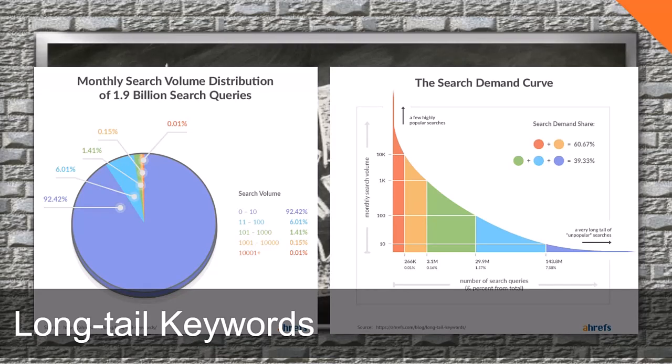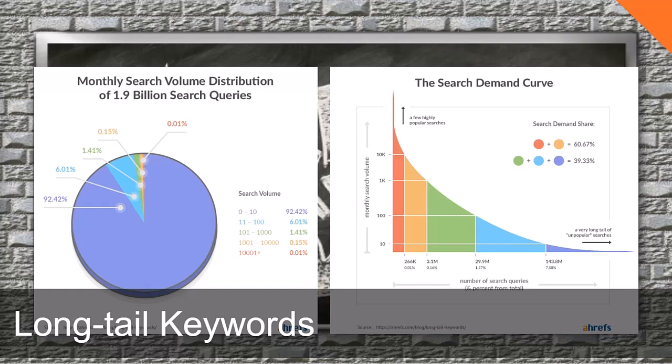So things like best pizza Sydney may be a popular search term. However, the vast majority of people are probably going to be typing in something more specific, like best pizza in Redfern after 8 p.m. or stuffed crust pizza near Town Hall under $20. So those are really specific. These are long tail keywords.